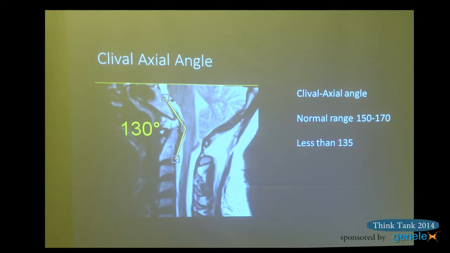Normal range for clival axial angle should be 150 to 170 degrees. That means that the brainstem and the nerves can pass through without touching the bones. If it's in a neutral position and already on the bone, when someone moves their head, there's even more trouble. So while it shows a problem, it's not the full magnitude of the difficulty that this person may be having.